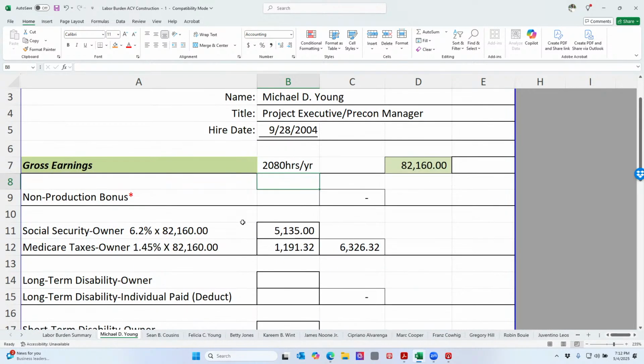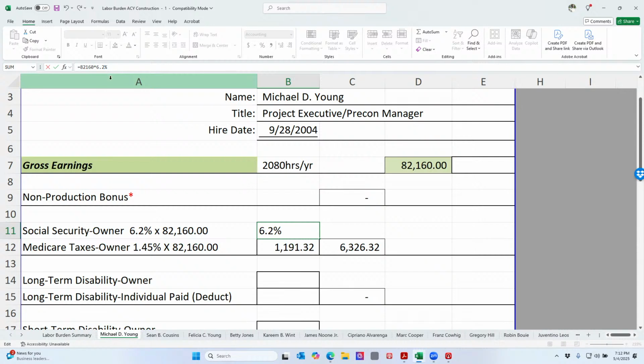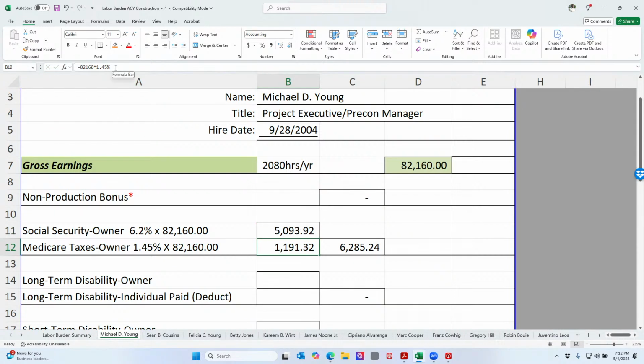Now I have to pay Social Security tax and Medicare. These are the current rates, so I just factor for the year, and this is the dollar amount. In the cell up here, I have the 82,160 times the 6.25. Well, it's 6.2, so let's change that to 6.2. And for this one, I have the 82,160 times 1.45, and these are the actual current rates. So now these two together add up to about 6,000.